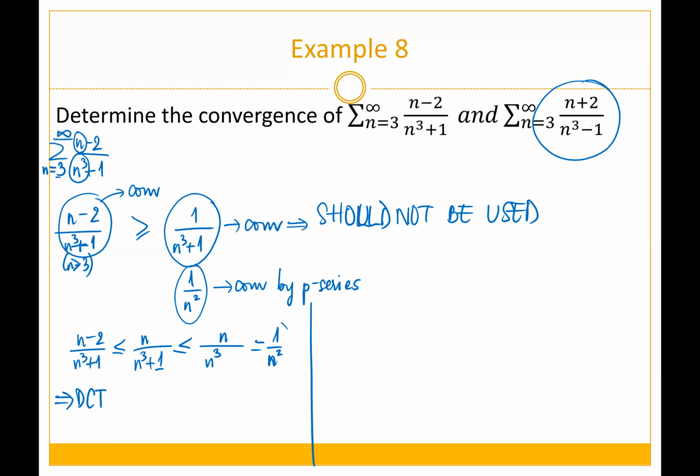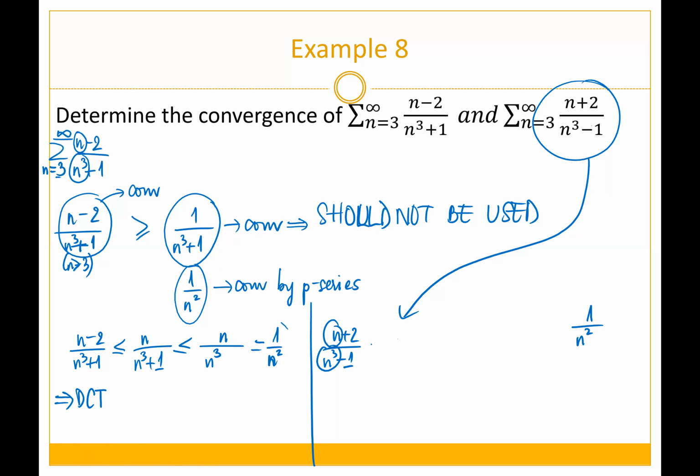However, what I want to show with the second series is that you have n plus 2 over n cubed minus 1. You still use 1 over n squared because they still have the same ratio of the highest power in the numerator and denominator. However, you cannot use the direct comparison test, because you have to make this one smaller than that, but you cannot do it. Let me go slowly from here, 1 over n squared.